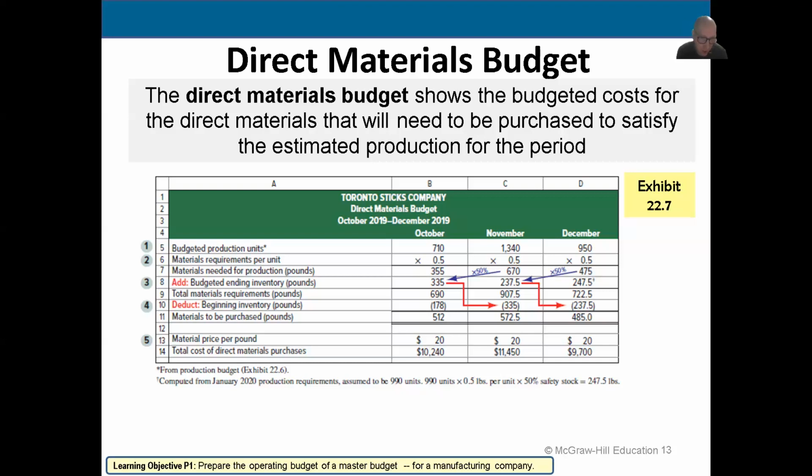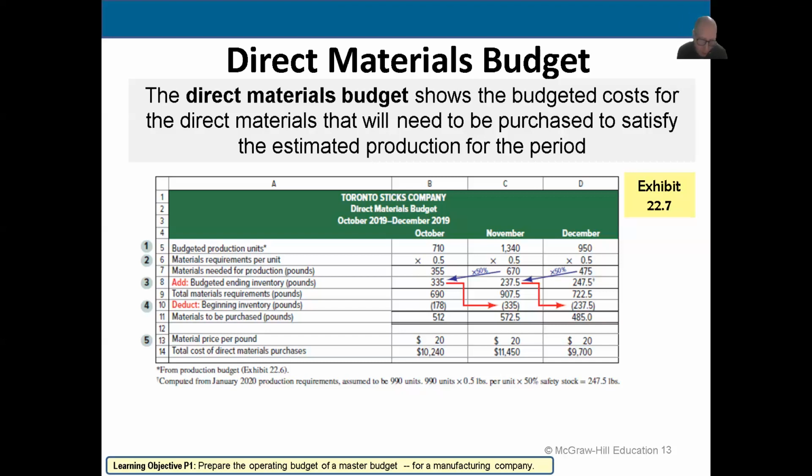We add in the budgeted ending inventory in terms of pounds of wood, which equals the total materials required, minus the beginning amount of wood I started the month with, equals the amount of wood I need to purchase in order to manufacture the 710 hockey sticks for that month.